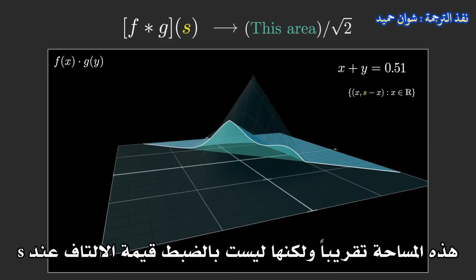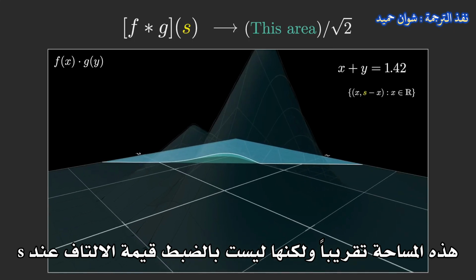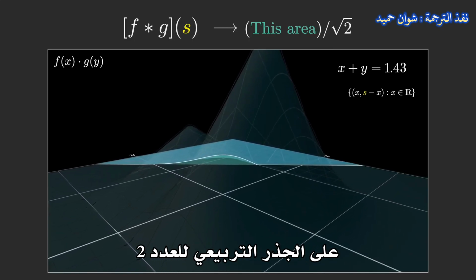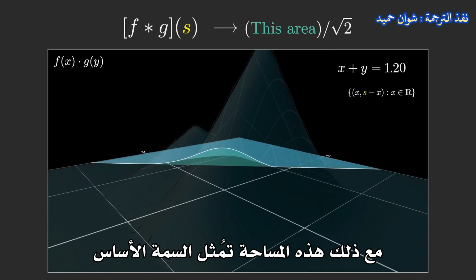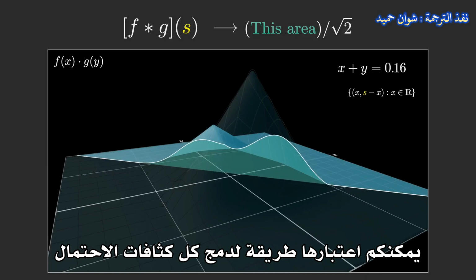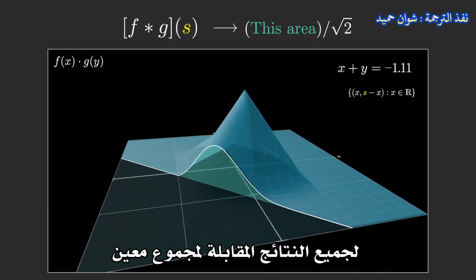This area is almost, but not quite, the value of the convolution at s. For a mildly technical reason, you need to divide by the square root of 2. Still, this area is the key feature to focus on. You can think of it as a way to combine together all the probability densities for all of the outcomes corresponding to a given sum.